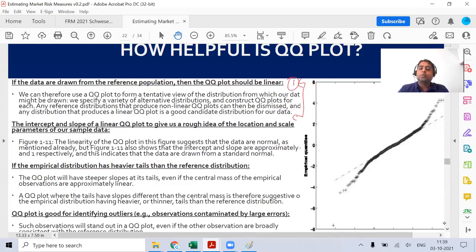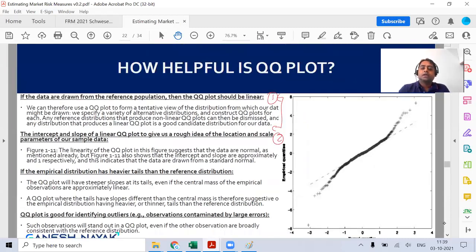The next thing, the second important thing which your QQ plot primarily talks about, is this. What is the intercept and the slope of the data? If you look at this diagram, we can see that the center of the data is close to 0, and the slope of the assumed line is close to 1.